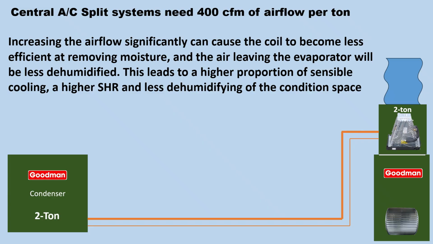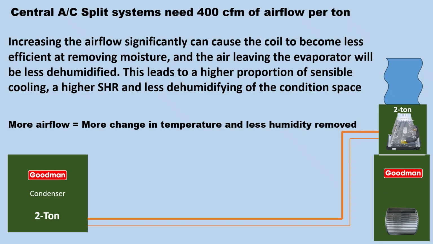Central AC split systems need 400 CFM of airflow per ton. Increasing the airflow significantly can cause the coil to become less efficient at removing moisture, and the air leaving the evaporator will be less humid. This leads to a higher portion of sensible cooling, a higher sensible heat ratio, and less dehumidifying of the conditioned space. And we just see more airflow equals more change in temperature and less humidity removed.